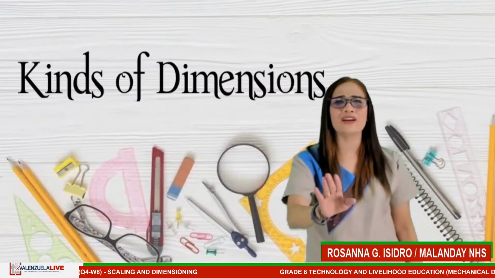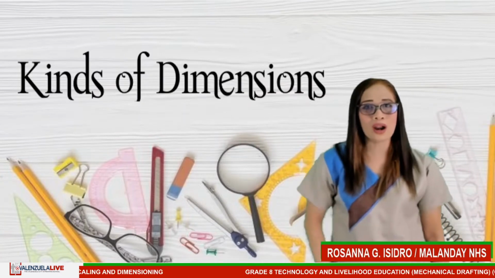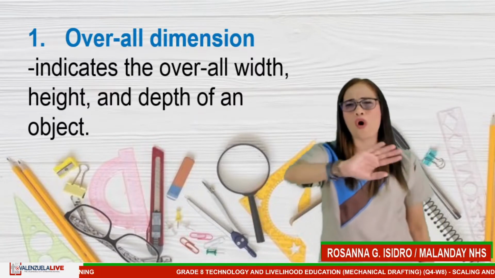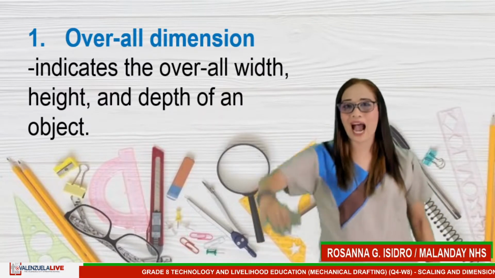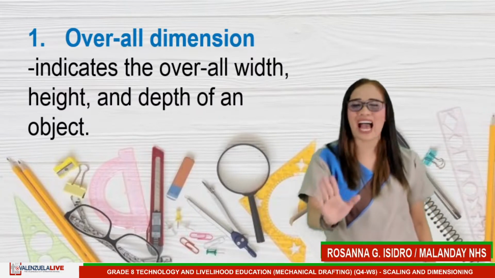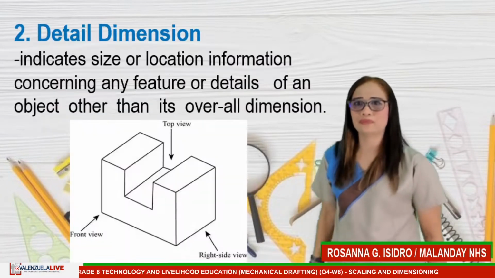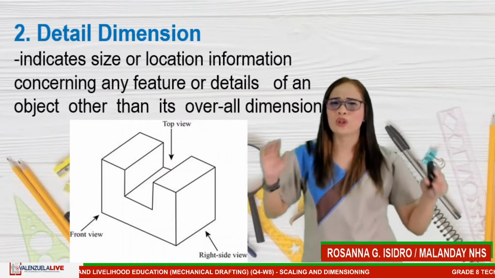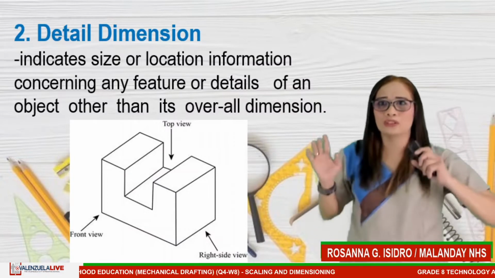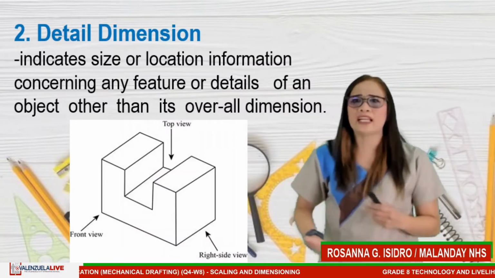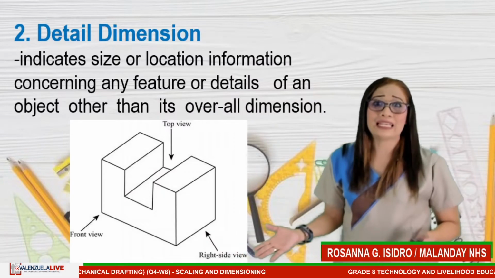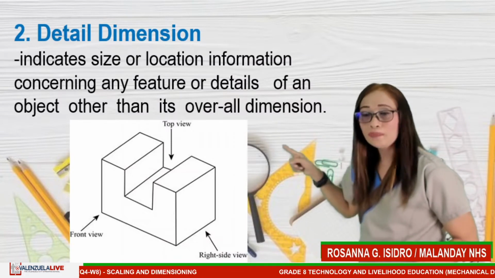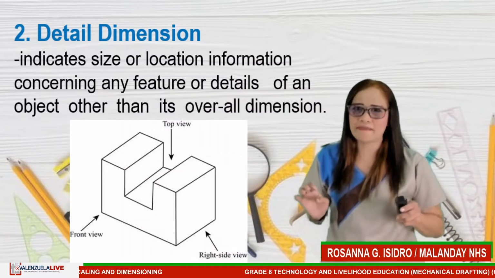Next is the kind of dimension. Number 1, overall dimension. It indicates the overall width, height, and the depth of an object. Second, detailed dimension. It indicates size, location, or information concerning any features or details of an object other than its overall dimension. This figure below, the front view, shows the detailed dimension.